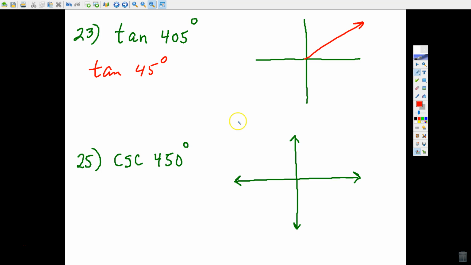So what's that, Lily? Tangent 45? Do we need to do a special triangle? Or you can look back in your notes if you need to.